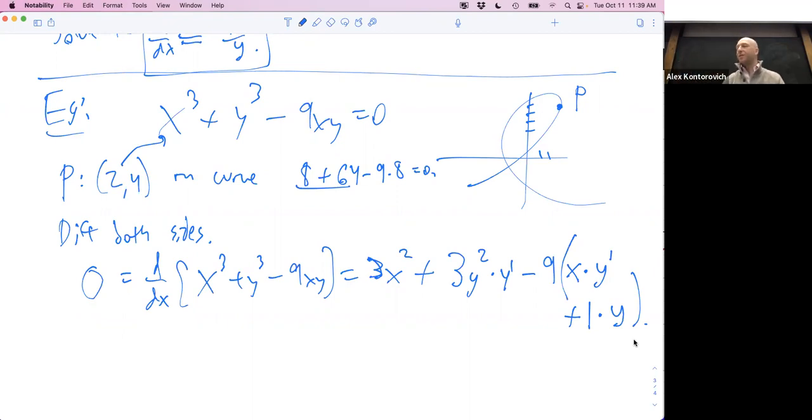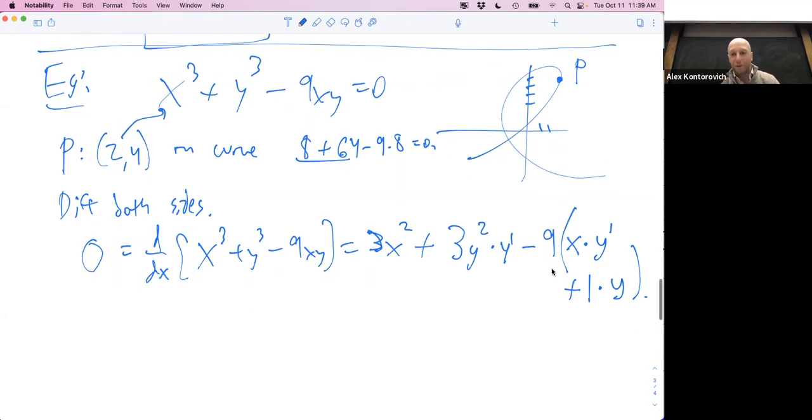y prime and dy/dx, same thing. I'm just writing slightly fewer letters. Okay, that equals 0. That means I have to solve for y prime.